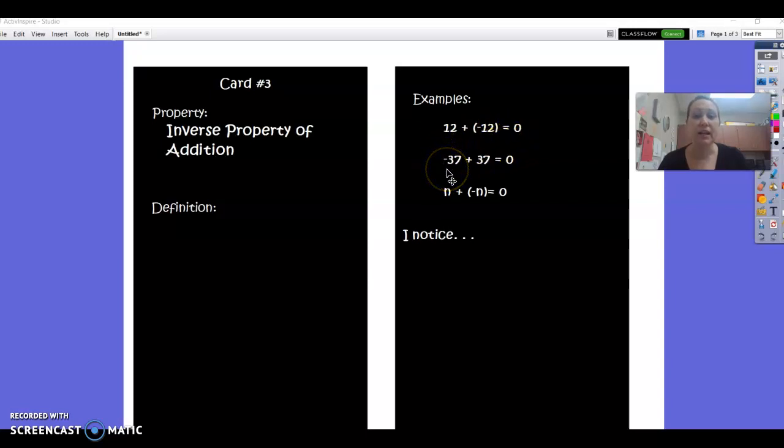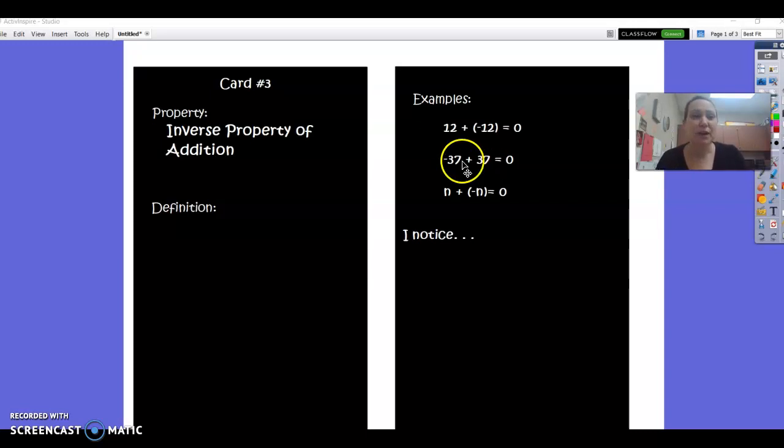The next one says negative 37 plus 0. If I have one of each, the negative wins. So I'm really doing 37 minus 37, and that equals 0. You may be saying, but Ms. DeBerry, you said this was addition, and we've subtracted both times. Addition and subtraction are related to one another, and so they kind of go hand in hand.